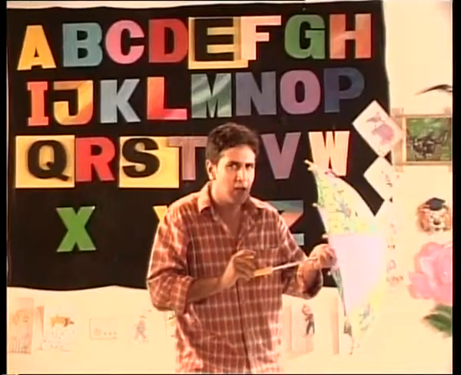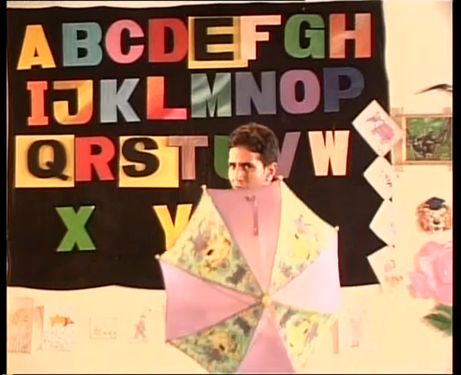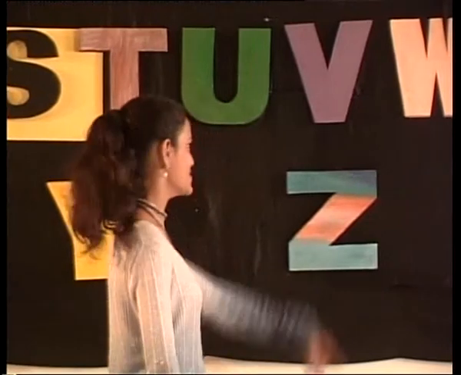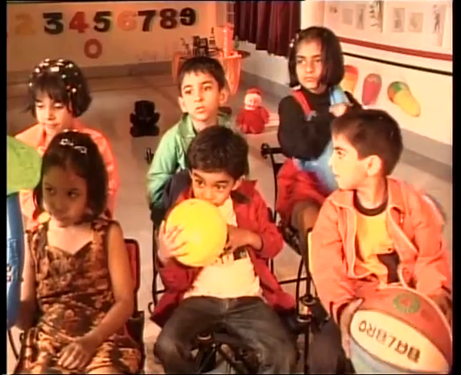So kids, we were talking about the letter U. And U stands for an umbrella. Now, let's move on to our next letter. And our next letter is V. Now children, let us see how to write V.